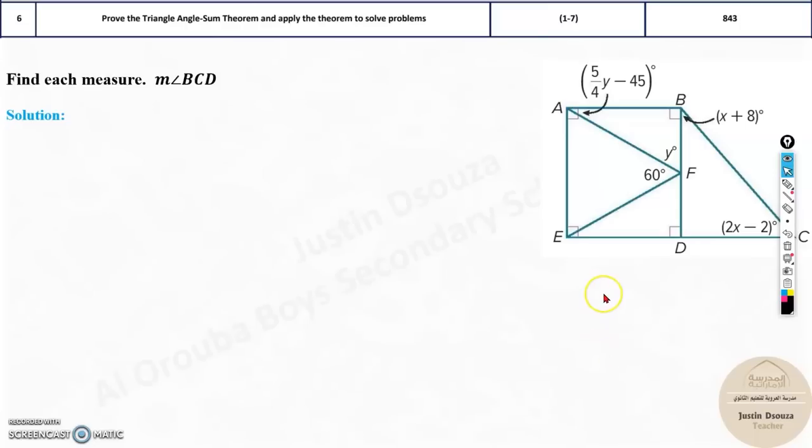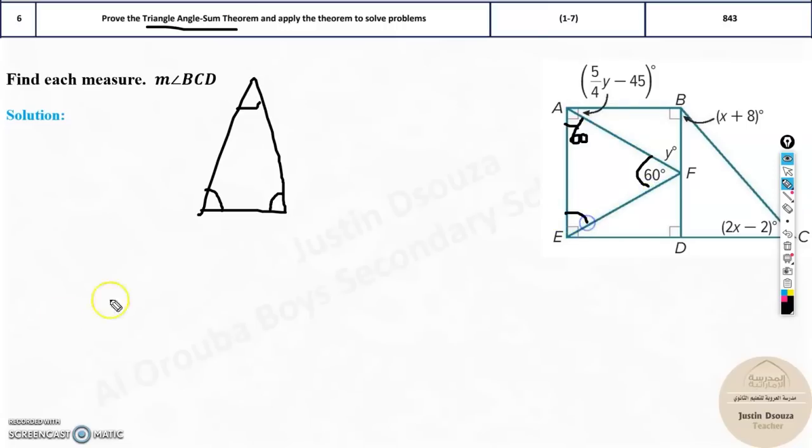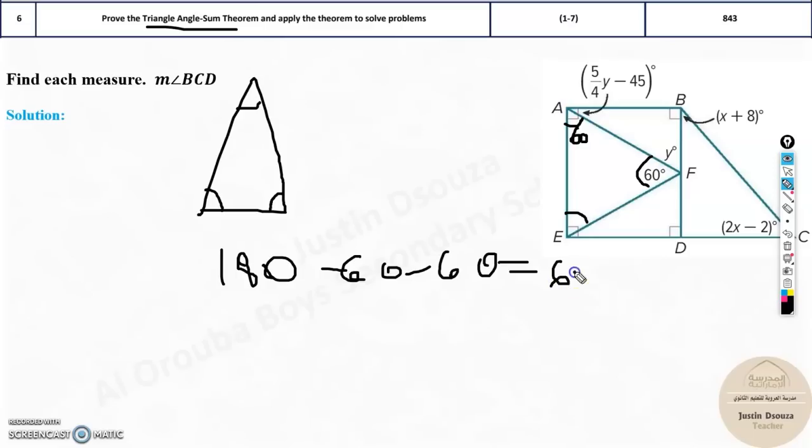The sixth type of topic is to prove the triangle angle sum theorem. Now, this triangle angle sum theorem is very simple. All it says is that the total of the angles of a triangle is 180 degrees. So if you add the angles of any triangle, the sum will be 180 degrees. So this is the concept. Now imagine you have been given this to be 60. This is 60 over here. And then what is this angle? All you need to do is 180 minus 60 minus 60. That'll be 60. That will be the answer.